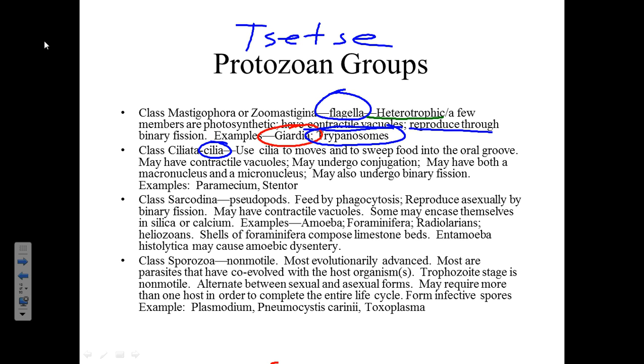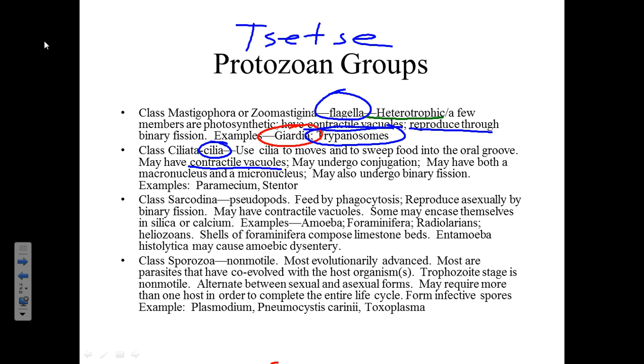Something that has cilia usually has how many of them? A lot. They're usually like short little paddles. And these things not only use the cilia to move, they also use them to sweep food into their, they don't really have a mouth because they're single celled. They have this oral groove, this hole essentially, and the cilia sweep the food in. They too have the contractile vacuoles to help them pump out water.